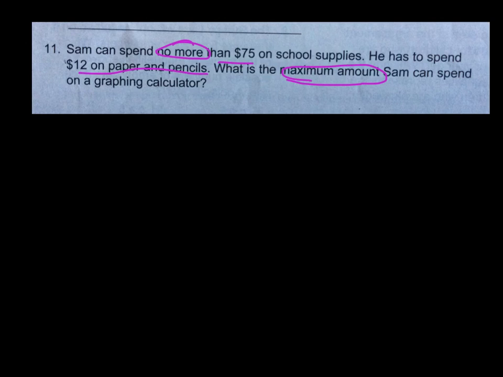First of all, he has to spend $12 on paper and pencil, so that's already a given. So $12 plus, let's say G, the amount of the graphing calculator, has to be less than or equal to $75. The paper and pencils plus the graphing calculator are going to add up to no more than $75. We've already established that he's got $12 spent, so we're going to solve this. I can just subtract 12 from both sides.